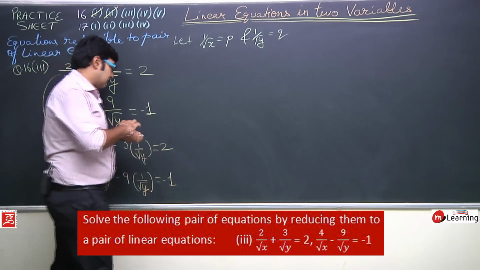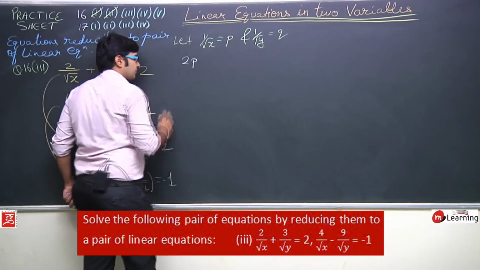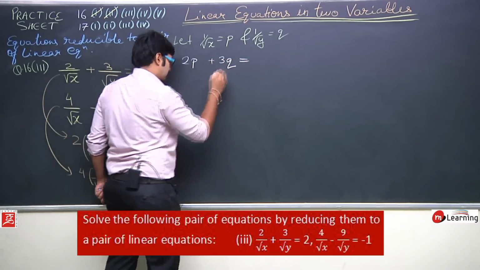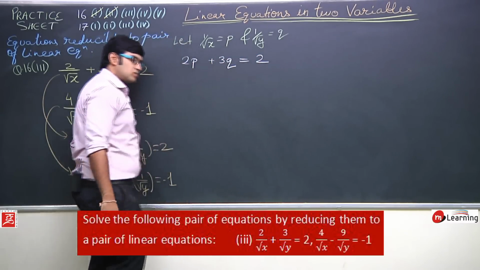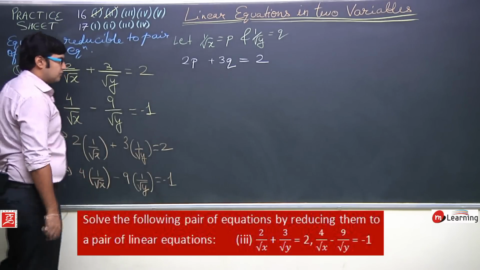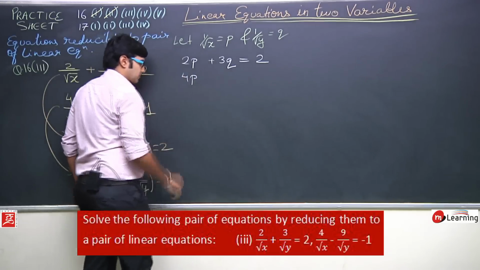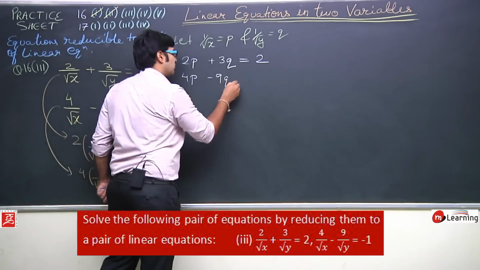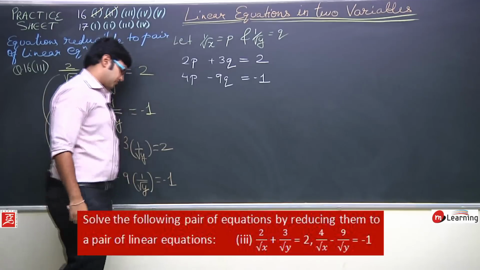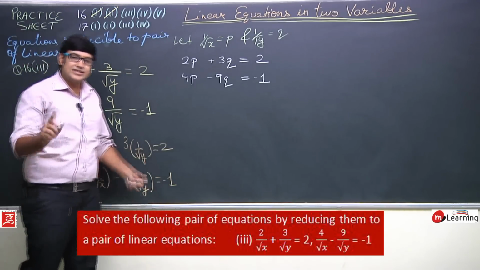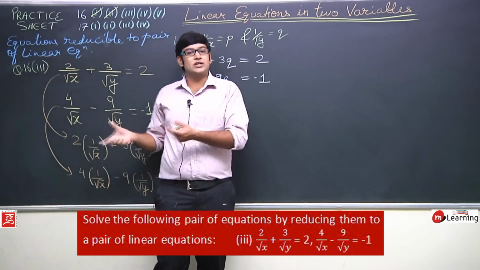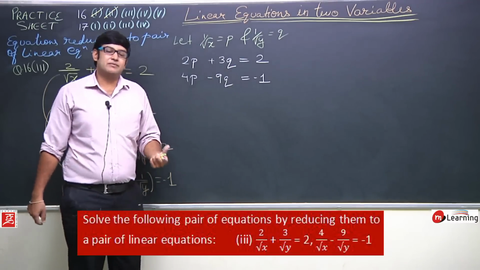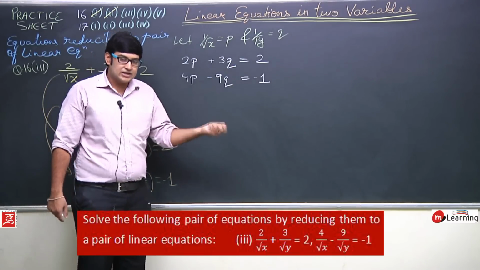So what I will write? 2 times of p plus 3 times of q is equals to 2. Then 4 times of p minus 9 times of q is equals to minus 1. Minus 1 will remain as it is. So in this way we can convert this pair of equation into a pair of linear equation. Now we can determine the value of p and q very easily. हम p और q की value को बड़ी आसानी से determine कर सकते हैं.